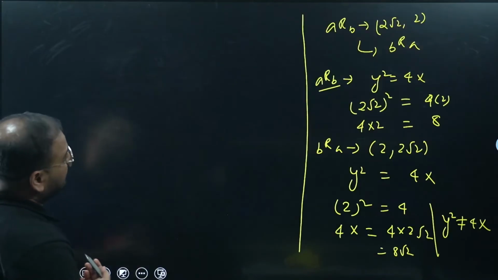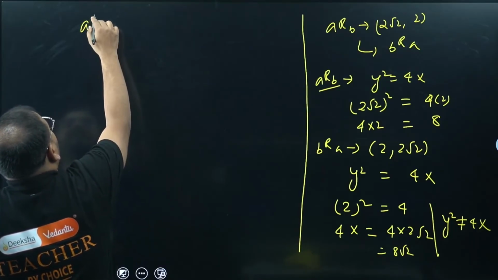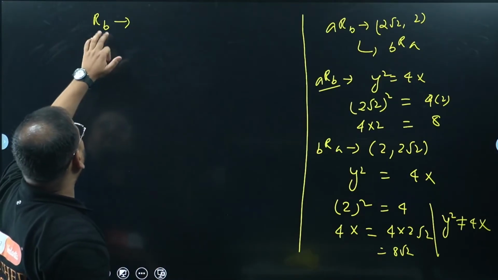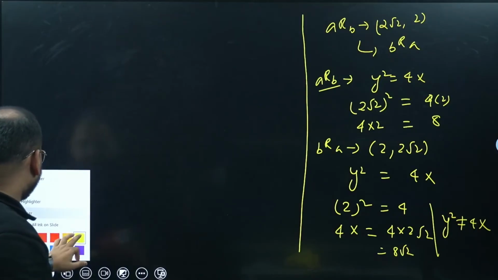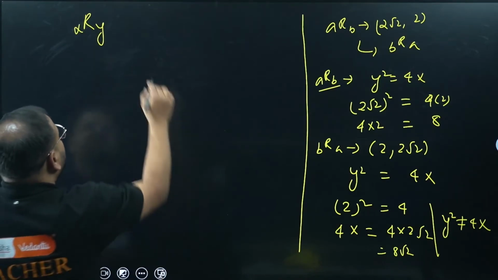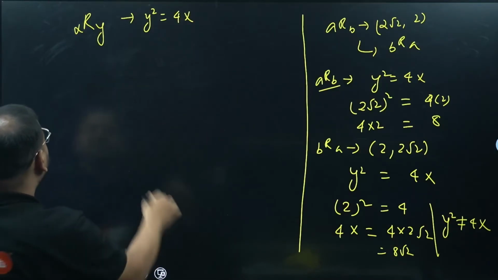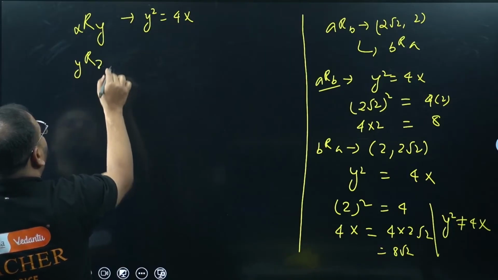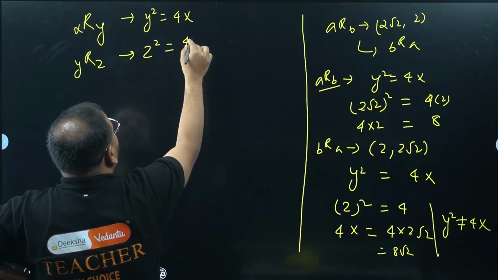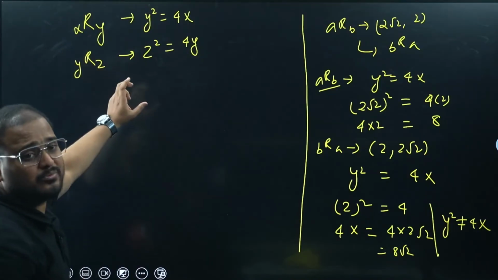Transitive, sir, will it be? Maybe. Let's check. This is in terms of x and y, so let me write in terms of x and y only. Why confuse you with other variables? If I have, let's say, xRy, then y square equals 4x. Then if I take yRz, z square equals 4y. If these two are true for transitive, then xRz has to be true.